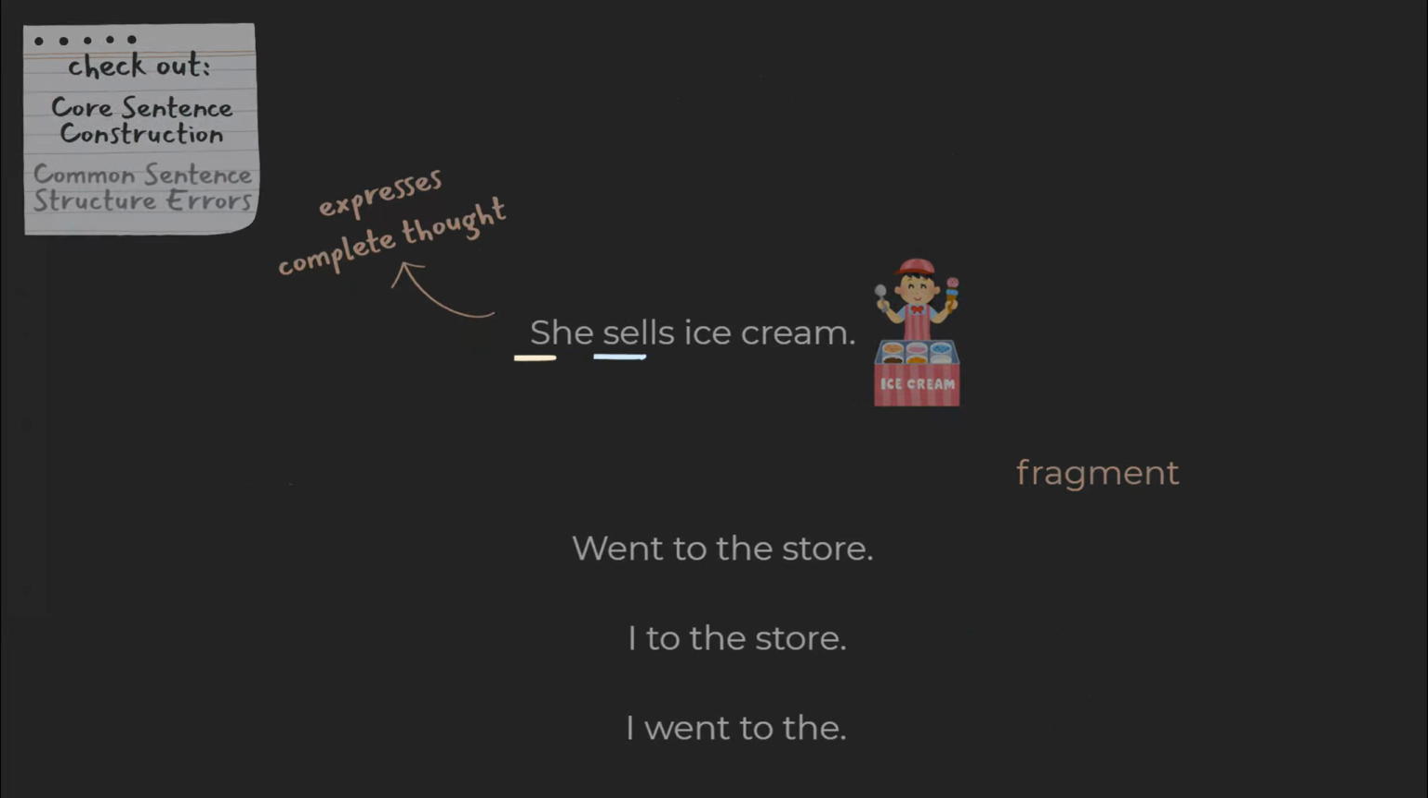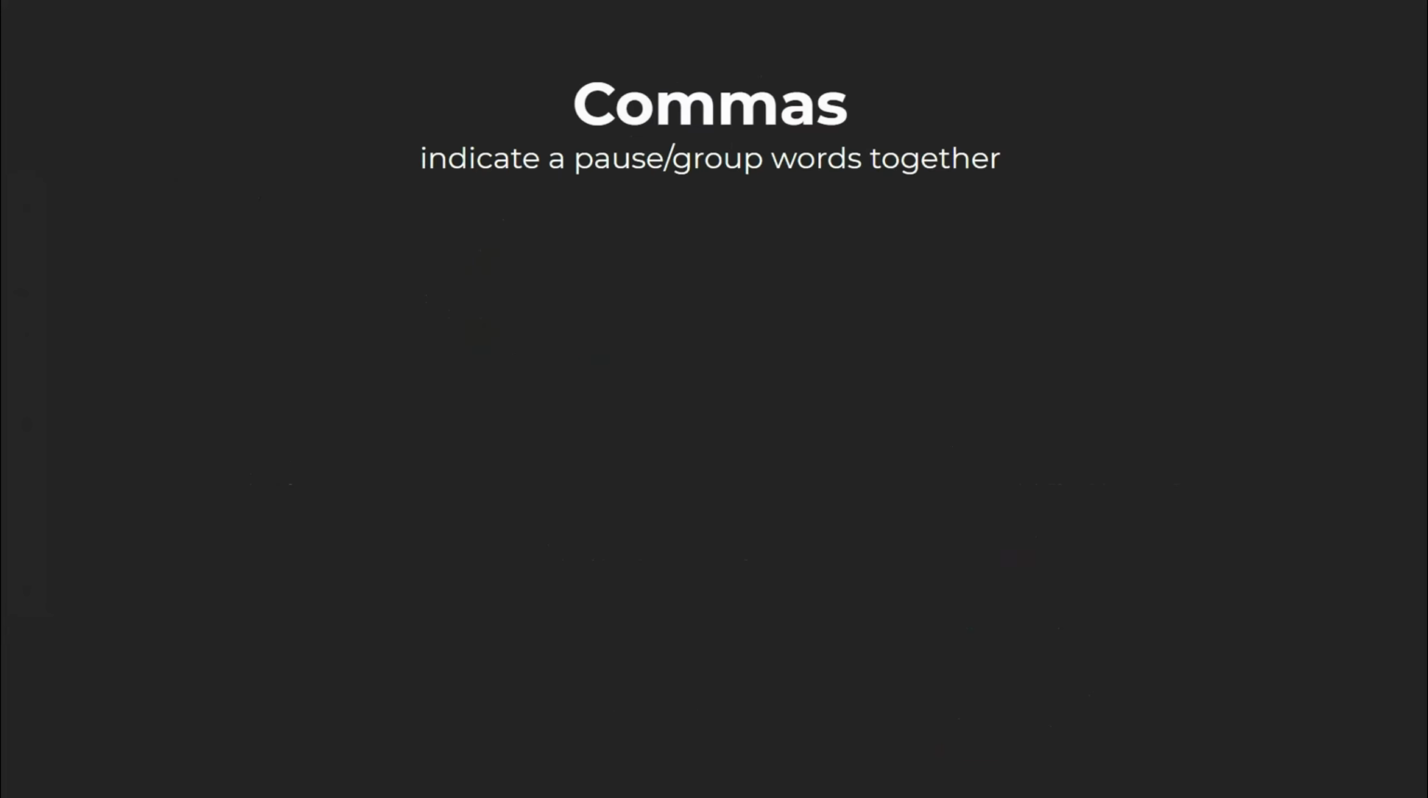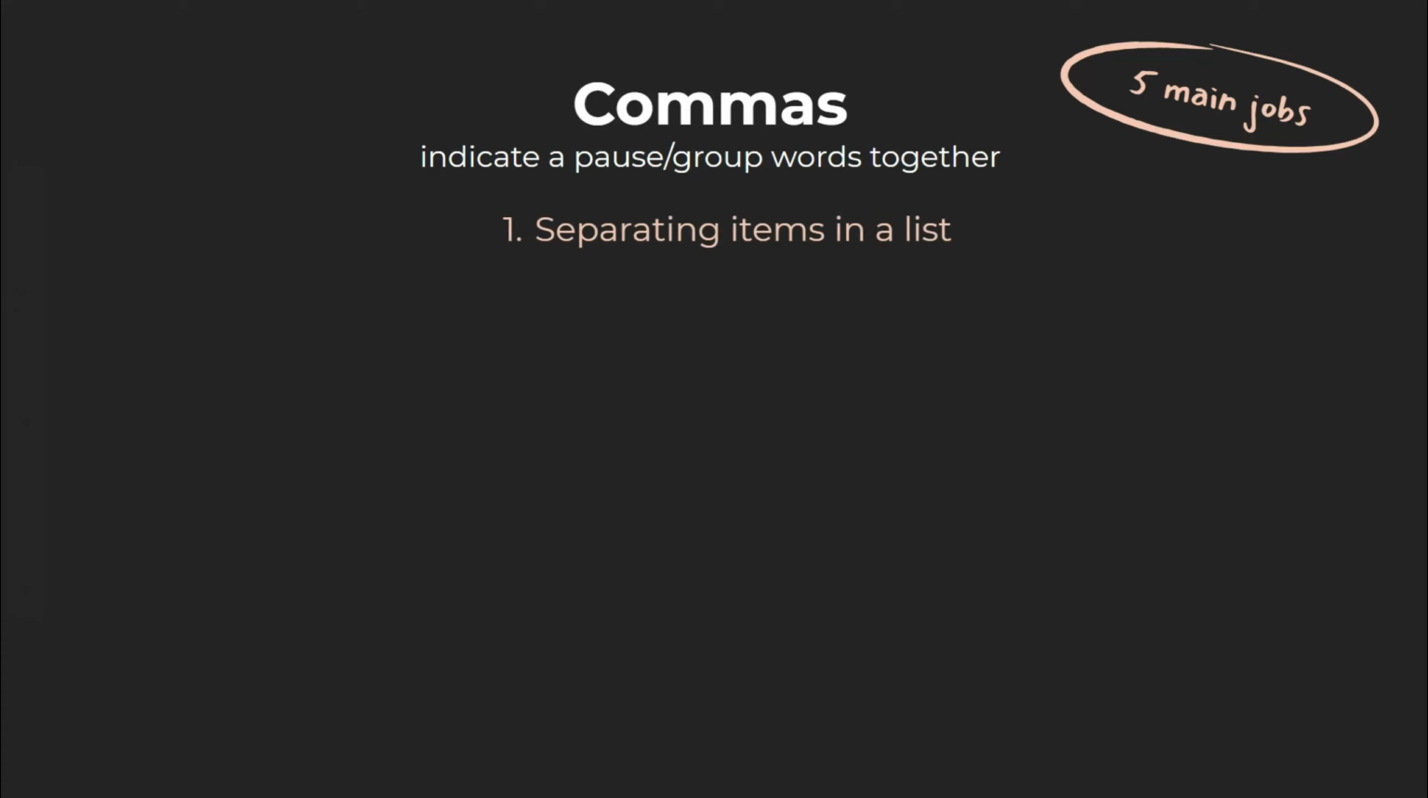Next, we have commas. While essentially used to indicate a pause in the sentence and group the words together logically, commas have more jobs than any other punctuation mark. We'll outline the 5 main jobs of a comma and one common comma mistake. Number 1. Separating items in a list.